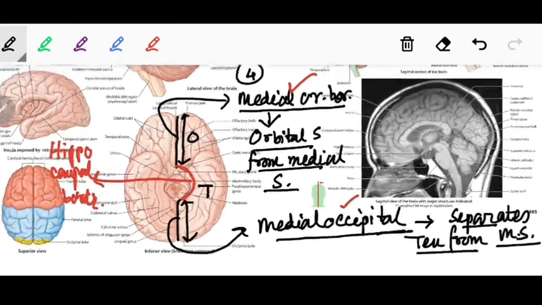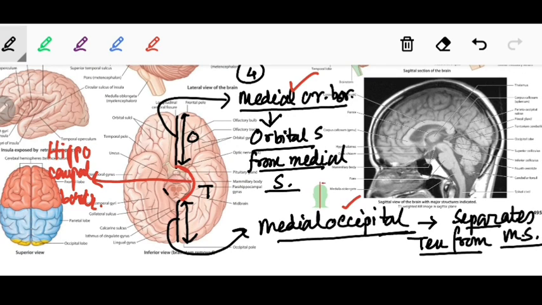Actually, the crus cerebri are part of the midbrain. The cross section of the midbrain is like this. The anterior part is occupied by the two crus cerebri. So around the crus cerebri, the hippocampal border is winding round.